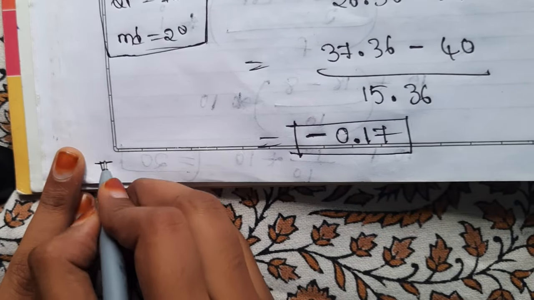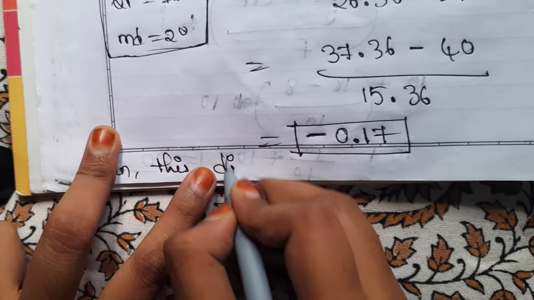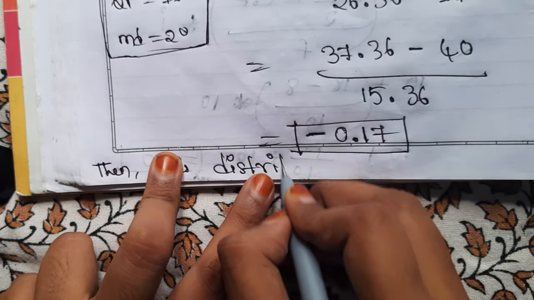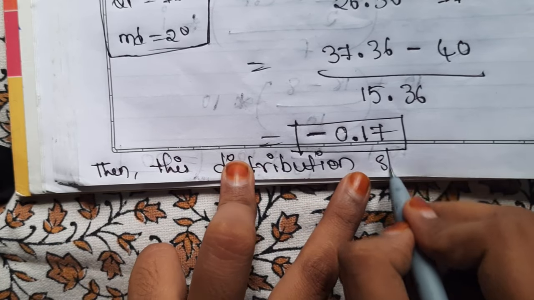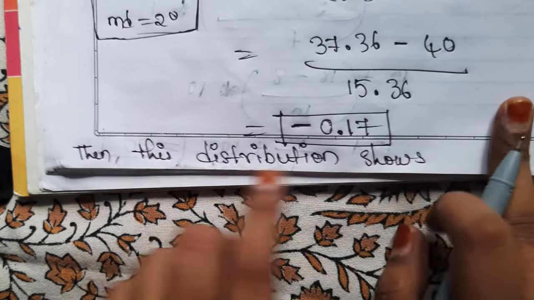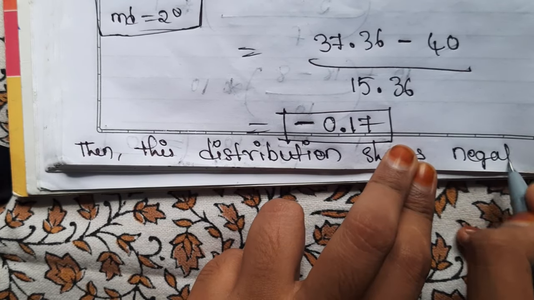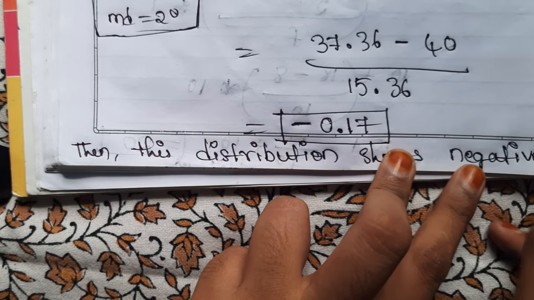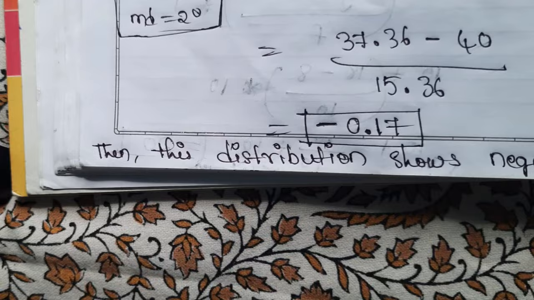We will be writing the same thing. See, then this skewness shows this distribution is negatively skewed. Okay, so done. We are done with the solution.